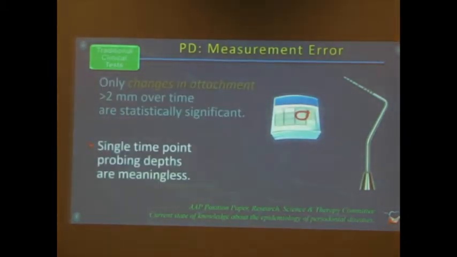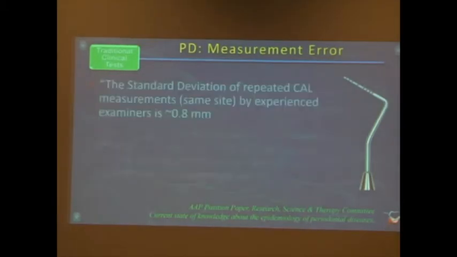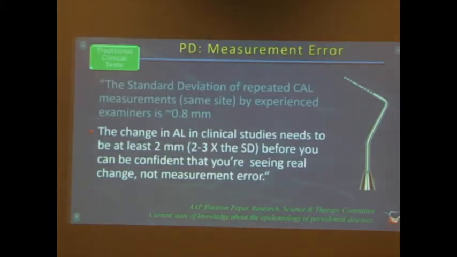This just repeats what I said. Single points in time are meaningless too. Patient presents and you've got, you know, a 4 millimeter pocket, they have disease, you've got no idea. It's only the change in depth over time that tells you whether the changes are beneficial or not. I said 0.6, it's actually 0.8.